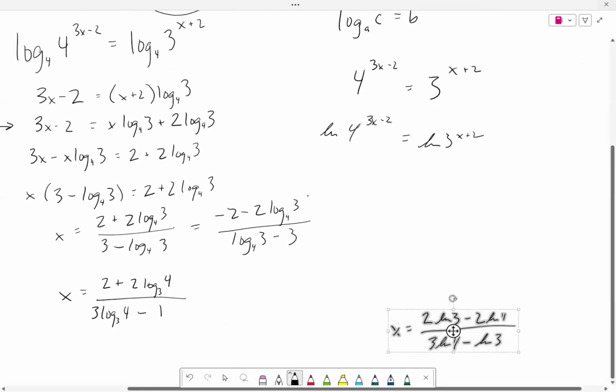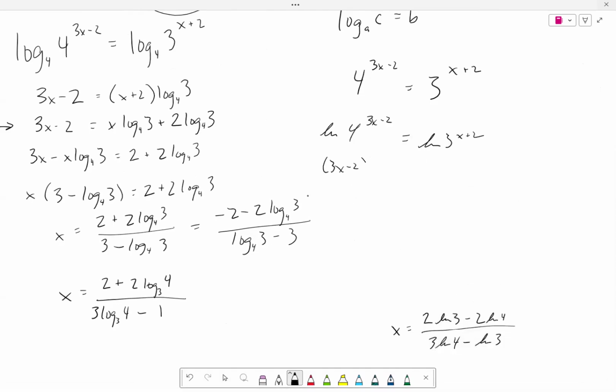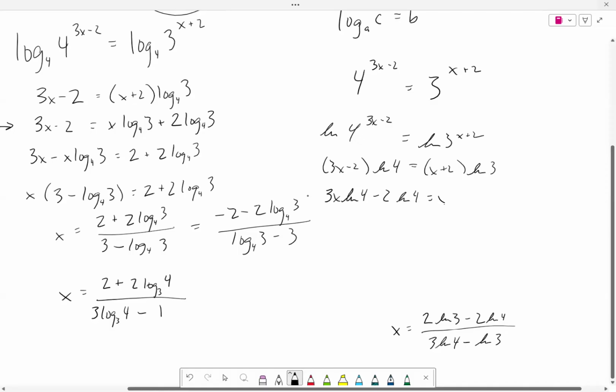Okay, we'll take the exponents down. (3x minus 2) times ln of 4 equals (x plus 2) times ln of 3. I'm making sure to keep those in parentheses, with the quantities. Now these x's are locked in the parentheses, so we're going to use a special property called the distributive property. 3x ln of 4 minus 2 ln of 4 equals x ln of 3 plus 2 ln of 3. Does that make sense?